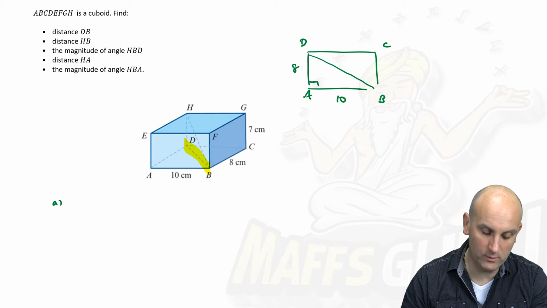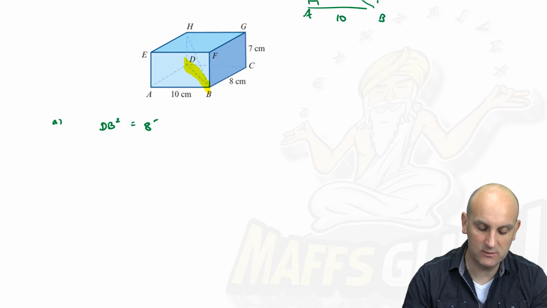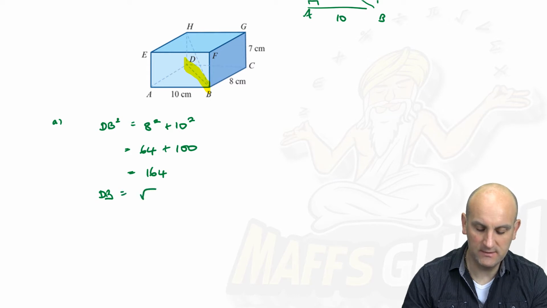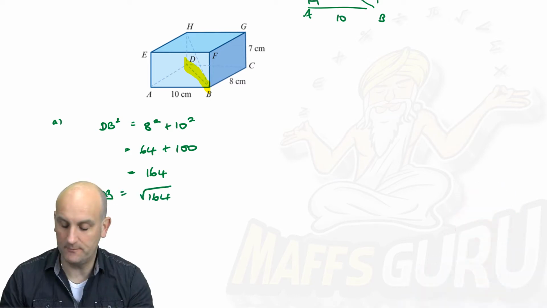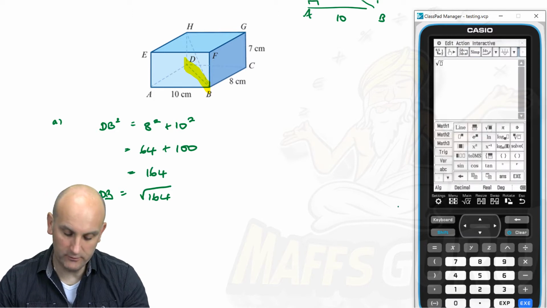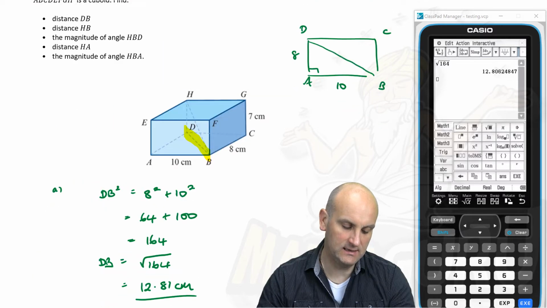So part A, we now know then that DB squared, and I'm going to write these like this for the moment, is equal to 8 squared plus 10 squared, which is 64 plus 100, which is 164. So DB, if you remember, is going to be the square root of 164. Now, I'm going to fire up my CAS calculator, and I'm going to work out the square root of 164. Hit enter, and that gives me a value of 12.81 centimeters.